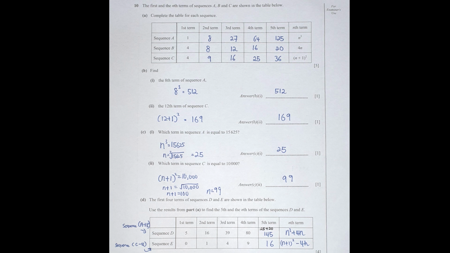In section C, number 1, where sequence A is equal to 15,625, so n cubed equals 15,625. You use a cube root on both sides, and you get a result of 25. For number 2, sequence C is equal to 10,000, so n plus 1, bracket squared, equals 10,000. By taking the square root, you'll get your final result as 99.